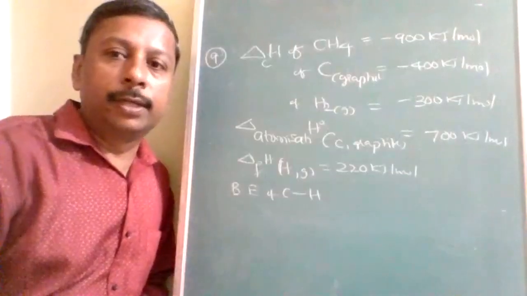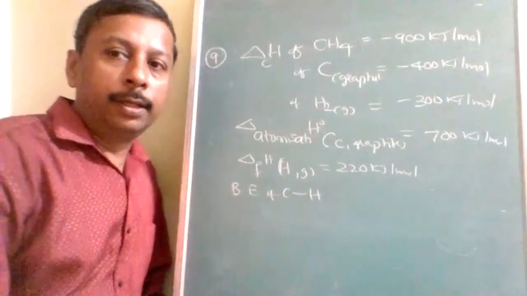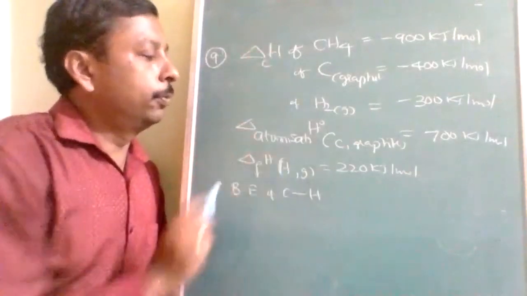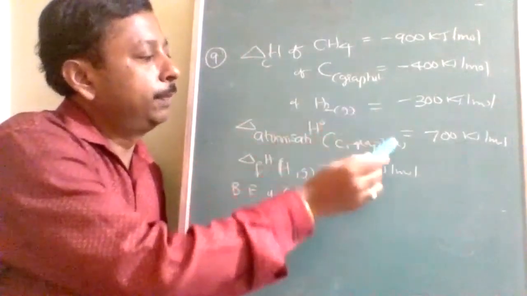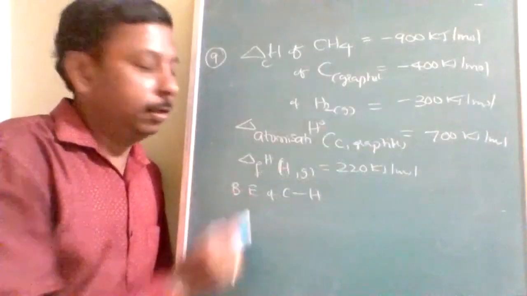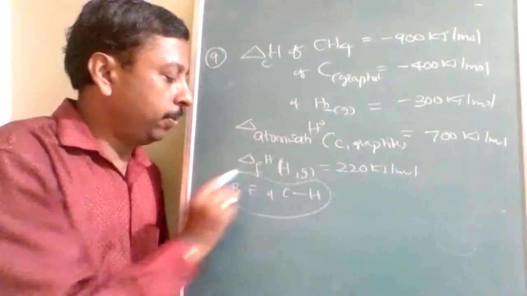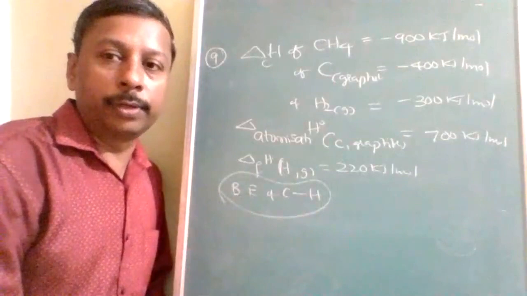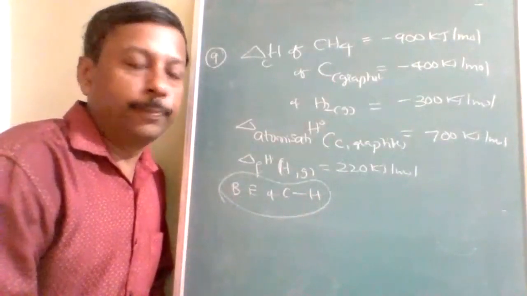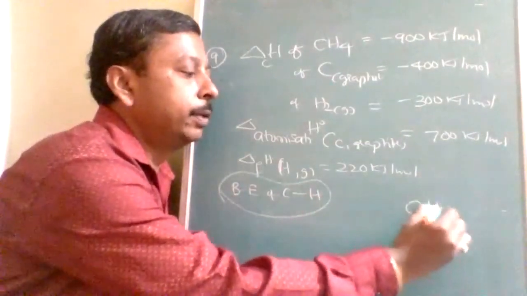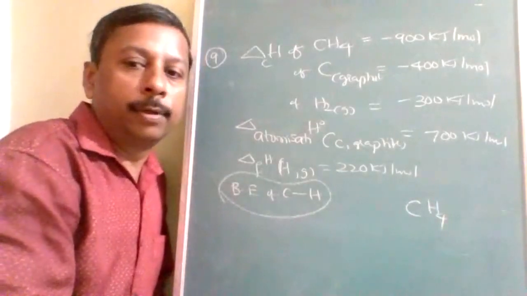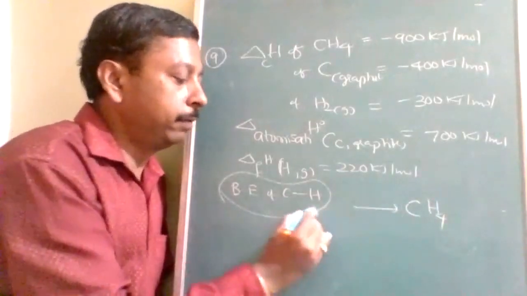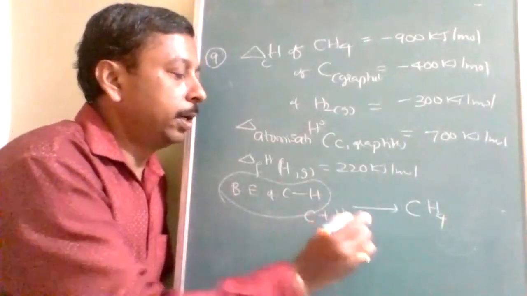Okay, next question is from thermodynamics. Here, these are the values. Sorry, 3 plus 2, 5 values are given. You have to find out the bond enthalpy of CH4. Okay. For that, very simple. You have to write the formation equation. Enthalpy of formation will be from carbon and hydrogen.